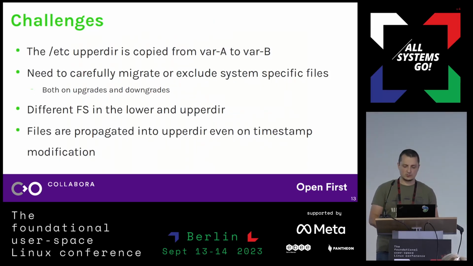So, a quick look at some of the issues or challenges that we've seen. As I said, we are having the upper directory, or the user-configured changes of the configuration, stored in the var partition, which we actually copy upon upgrades and downgrades. That comes with a set of challenges. First and foremost, we need to be careful what we migrate. At the moment, we exclude a couple of files, mostly around the updater itself, to ensure that people at least can update the system, even if they otherwise brick it.